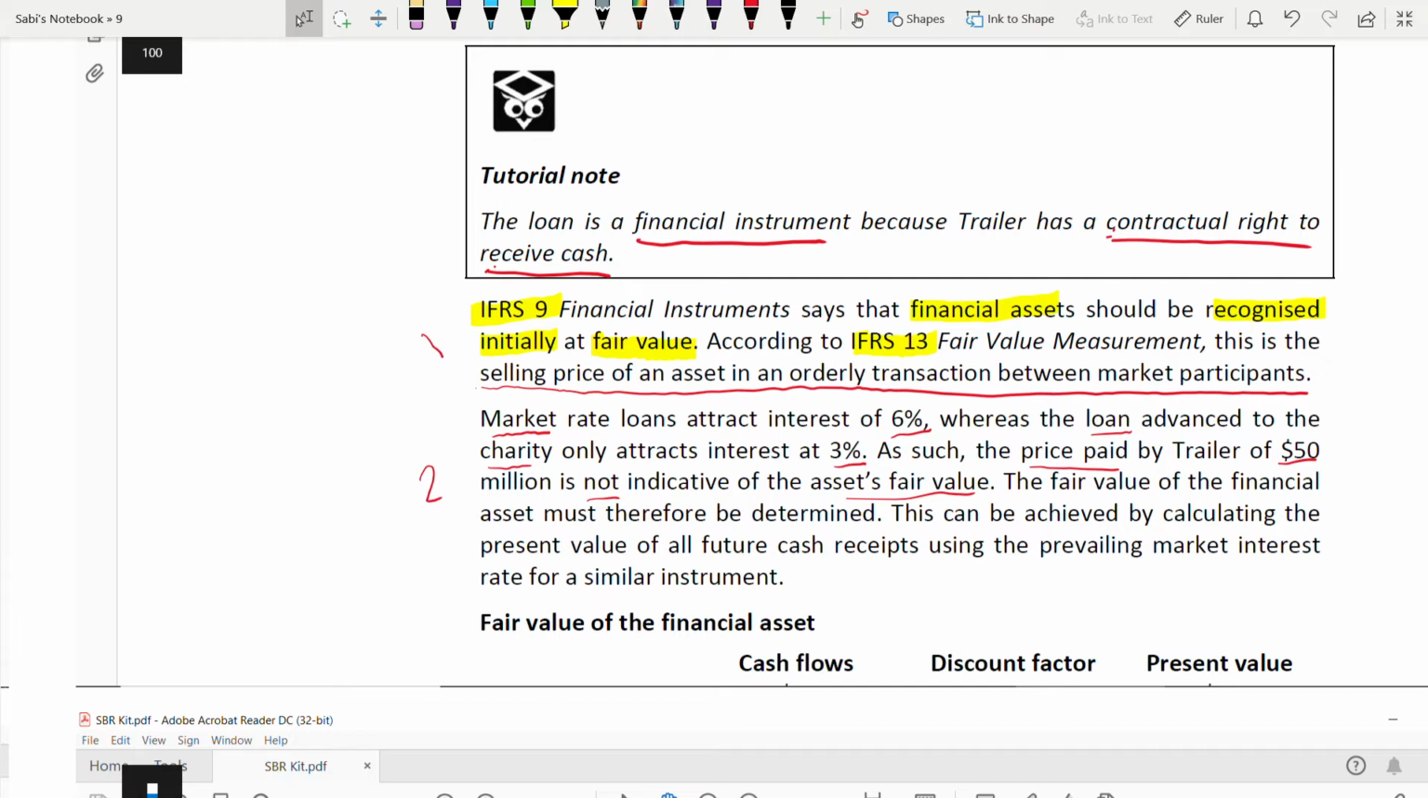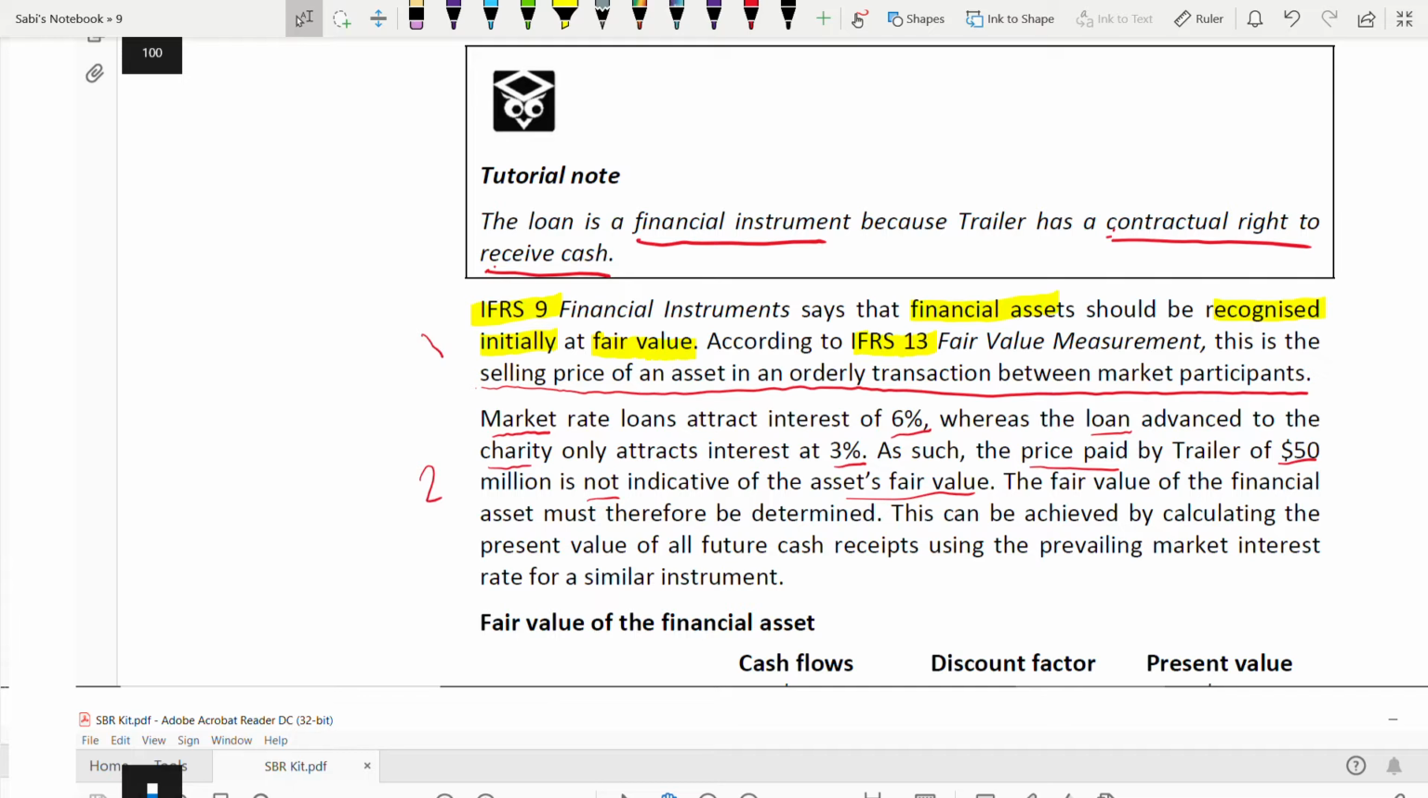You recognize it at that amount. If something is not a fair value, you need to find out the fair value by calculation. So in this case, this is not the fair value. This 50 million which you paid for the loan, is this 50 million the fair value? It is not the fair value. Why? It's very simple. Because the definition says selling price of an asset in an orderly transaction between market participants.